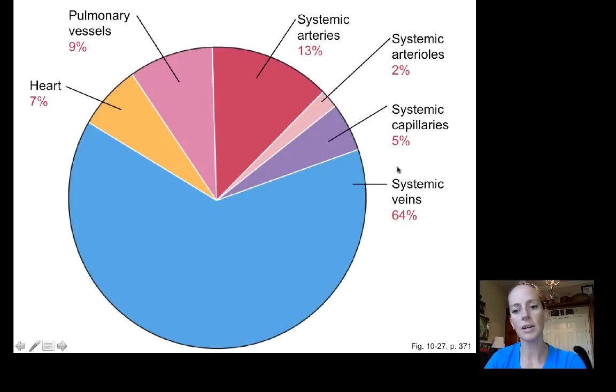So here is a picture that shows how much blood is in the various portions of the cardiovascular system, and you can see that about 64% of blood hangs out or slows and pools in the systemic veins. The rest of it is moving through, pumped from the heart through to the rest of the arteries and arterioles and capillaries.